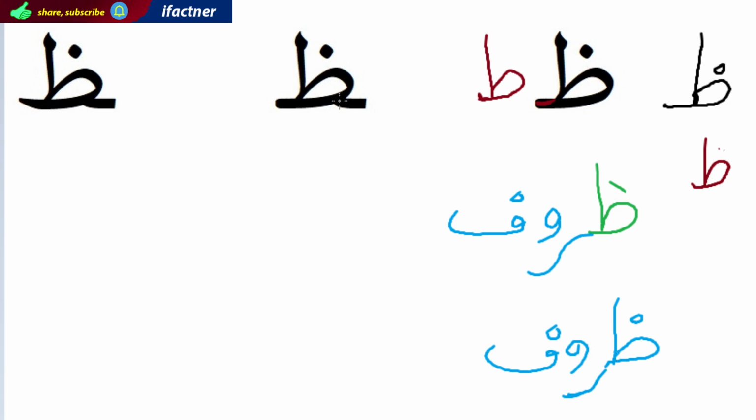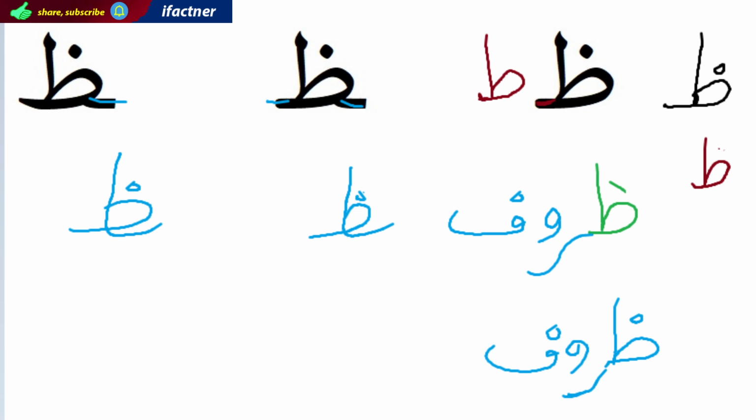When zoe appears in the middle of the word or in between two characters, then you need to add two extensions or two connectors like this. So you write zoe like this and then add another connector. And when zoe appears at the end of the word, then just like toay, you need to add a connector and write zoe like this.